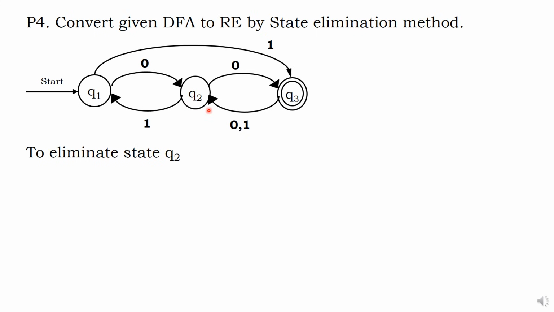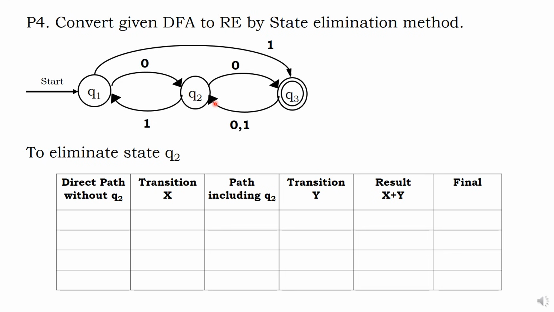If you eliminate Q2, its effect is there. Okay, we'll have a simple table for how to eliminate. The table may look very big, but if you recall some concepts, it is nothing. What am I going to do? Path without Q2, and path including Q2. Only two are there.